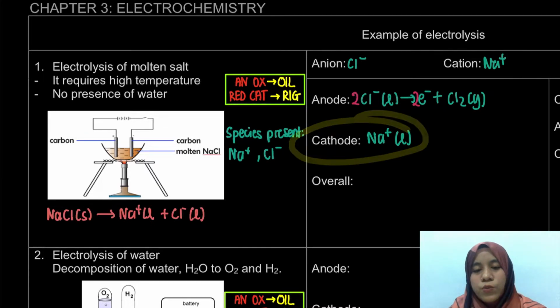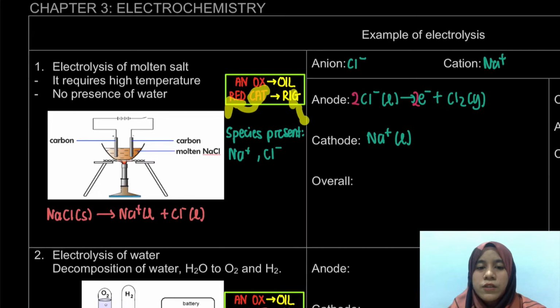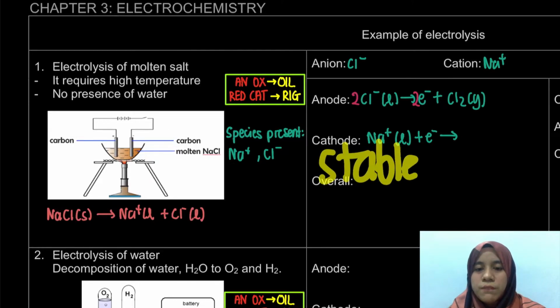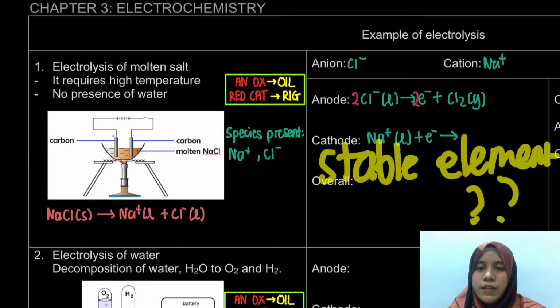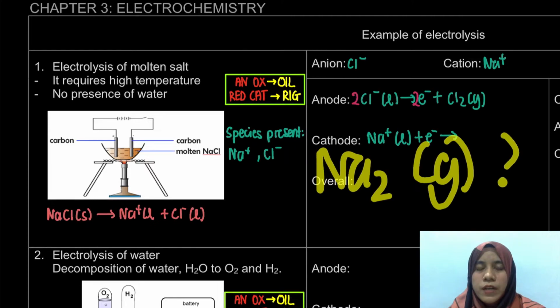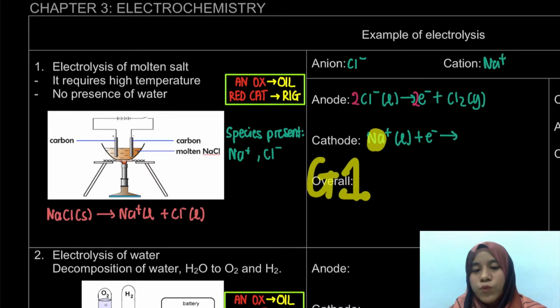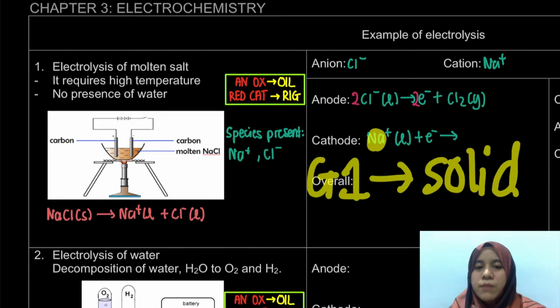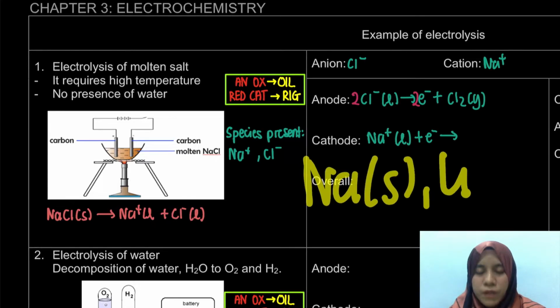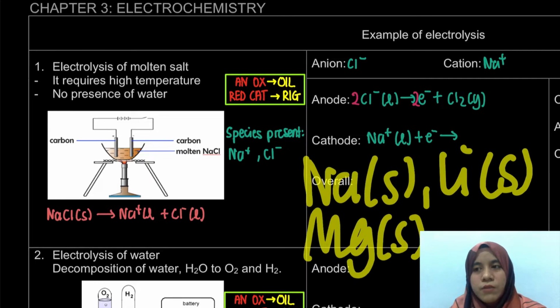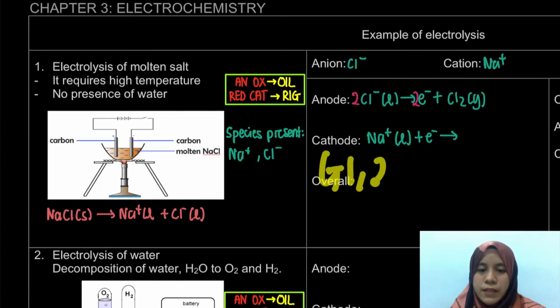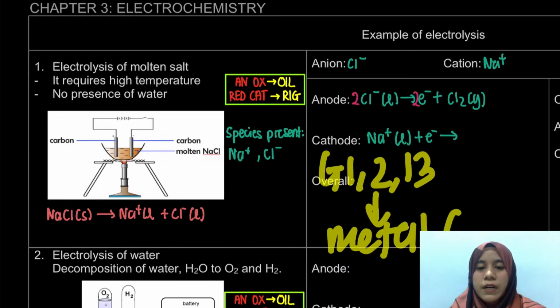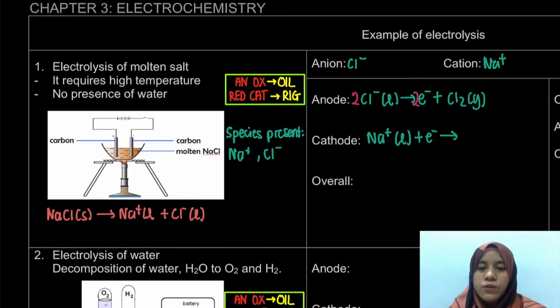We can continue with cathode. Cathode is the reduction where we gain electron, Red Cat. So plus electron. The stable element for sodium is actually a solid, because sodium is a group 1 element. So group 1 element is the metal which is solid. It is applicable for group 2, for example magnesium, or group 13 aluminium. So that is for the metal itself. So here is the product, metal solid.